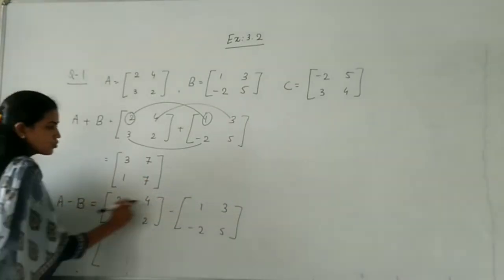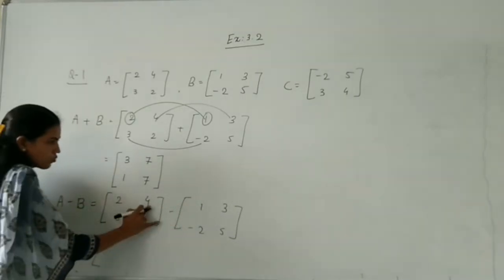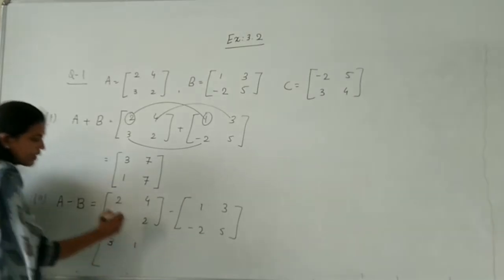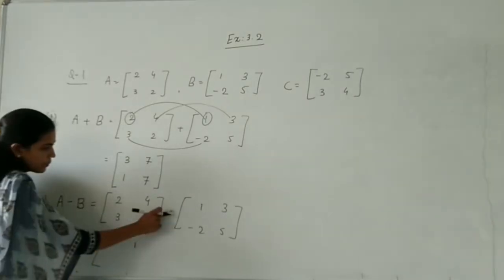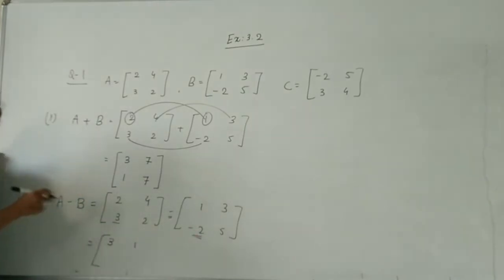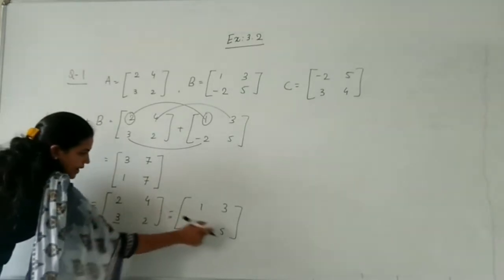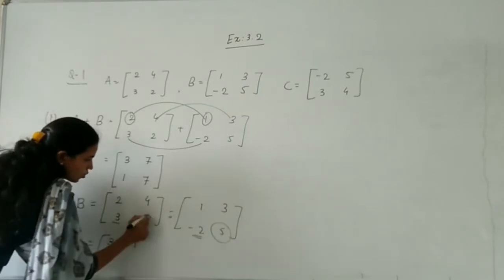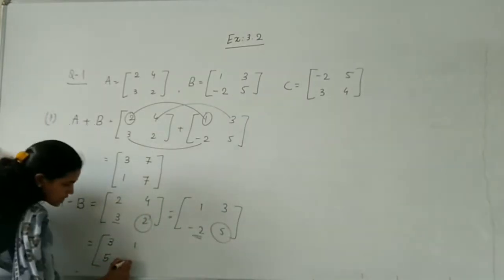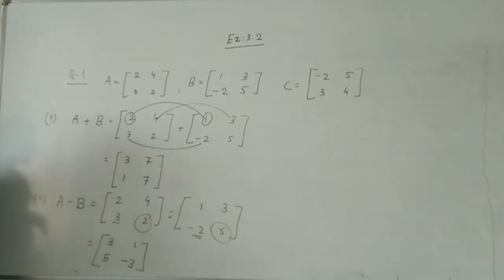So here you have 2 minus 1. So 2 minus 1 is 3. 4 minus 3, that is 1. 3 minus minus 2, so 3 plus 2, that is 5. And 2 minus 5, so it is minus 3. So this is the subtraction.